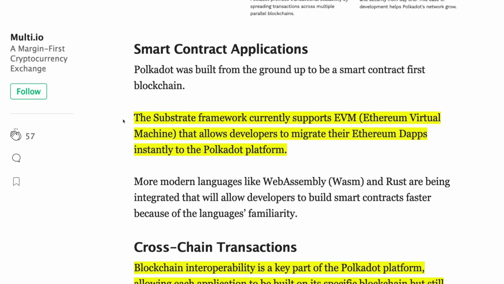The substrate framework currently supports EVM, Ethereum Virtual Machine, that allows developers to migrate their Ethereum dApps instantly to the Polkadot platform. So basically, if you have a dApp on Ethereum, however you want to call it, you can immediately use it, instantly transfer it to the Polkadot platform. So it makes it very easy for you to switch, basically, which is very important because, of course, almost all dApps currently are on Ethereum. So they want to make it very easy for these developers to migrate to Polkadot.